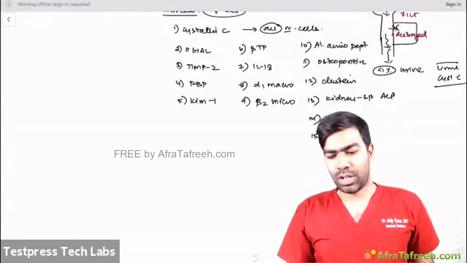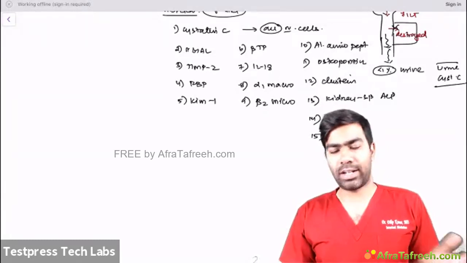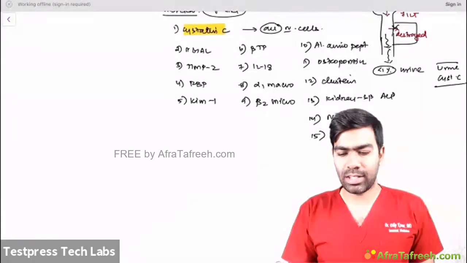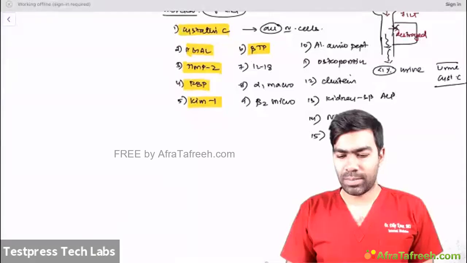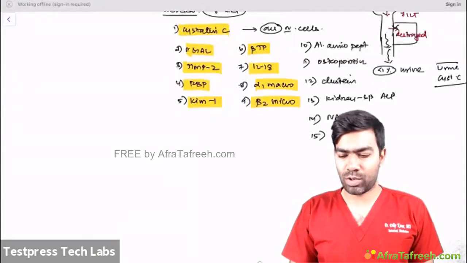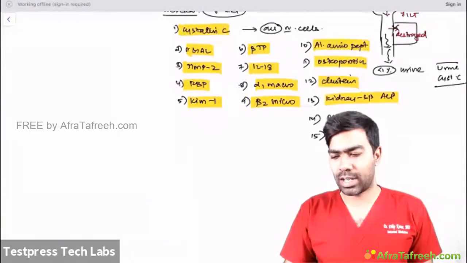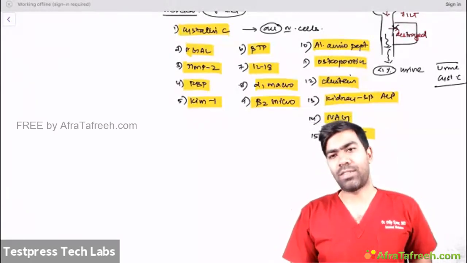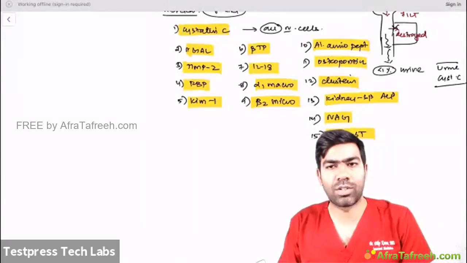So now we have all these 15 markers I have told you, which are alternative and novel markers of AKI. Any of these markers can be asked in the exam. Cystatin C is the most likely. NGAL, TIMP2, RBP, KIM1, beta trace protein, IL-18. Then you have alpha-1 macroglobulin, beta-2 microglobulin, alanine aminopeptidase, osteopontin, clusterin, kidney-specific alkaline phosphatase, NAG, and alpha glutathione S-transferase, alpha GST.